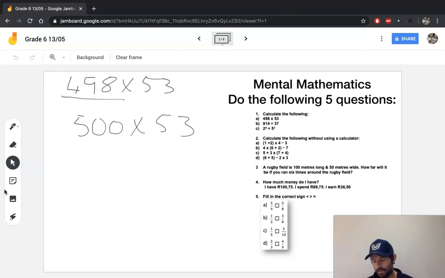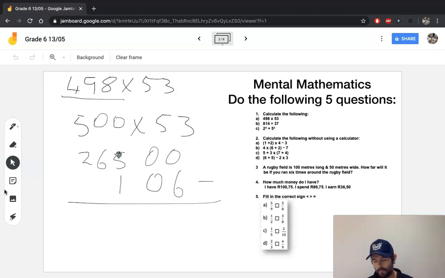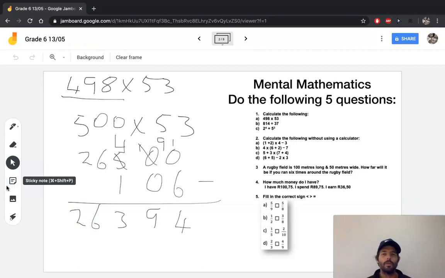So 5 times 53, I'm going to do that first. All right, so we know that 50 times 5 is 250, and then 3 times 5 is 15. So that's going to be 265. All right, and then I need to put those zeros back in, and that's 26,500. Okay, now if you notice, from 498 to 500, I added an extra 2 groups of 53. So now I need to remove those extra 2 groups of 53, and that's going to be 53 times 2 is 106. Okay, and if you do that subtraction sum, you fill in all the borrowing and cancelling out, then you will find you get 26,394.